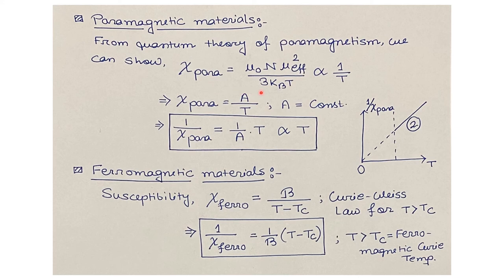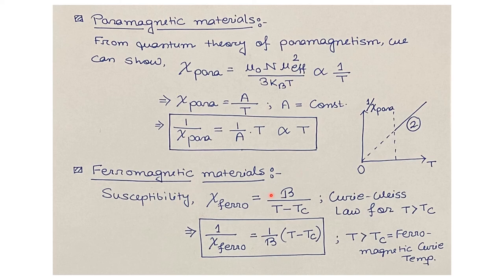So at a particular temperature, all the terms except the temperature T will be constant. So we can represent this chi para as A by T, where A is the constant. So 1 by chi para will be 1 by A times T. So it is proportional to temperature. If we plot this 1 by chi para versus temperature, then we'll get a straight line and that will intersect at the origin. So our second material is the paramagnetic material from our question.